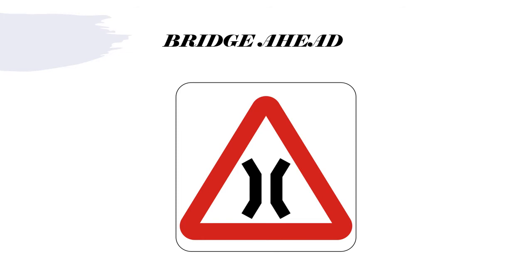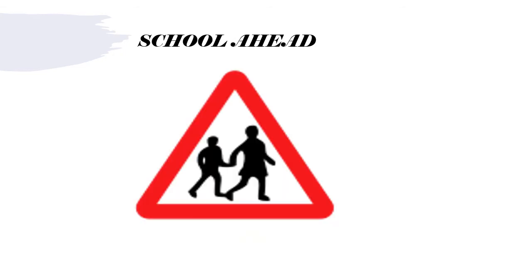If a bridge is coming on the way, you will find this type of sign. This sign is of bridge ahead. It means the bridge is coming on your way. This is the road sign of a school. Whenever you find this type of sign on the road, it means there is a school nearby.